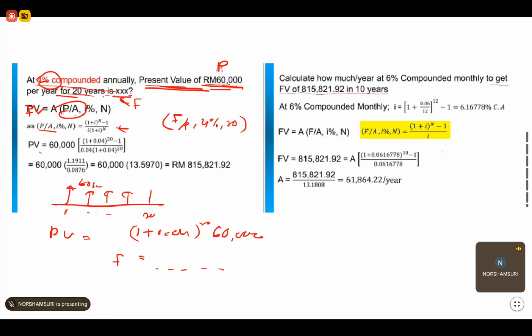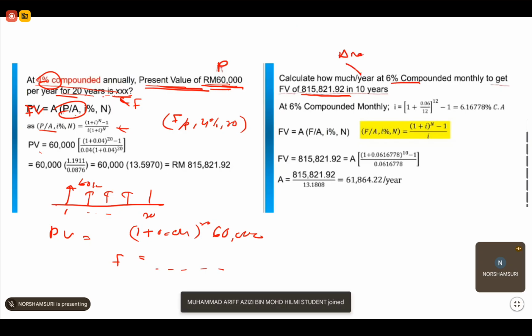Secondly, people are asking this question: calculate how much per year at 6% compounding monthly to get a future value of 800,000 in 10 years. So how much per year? This one is annually. How much you have to pay annually to get 800,000, for 10 years.